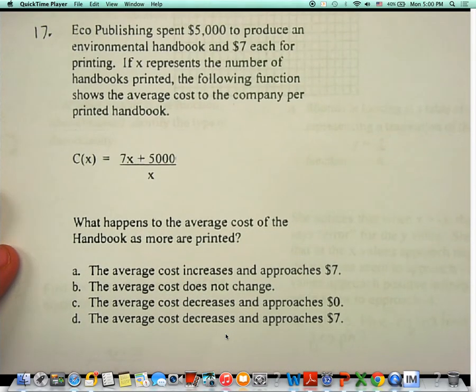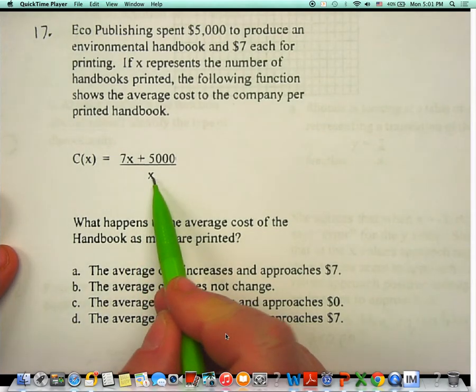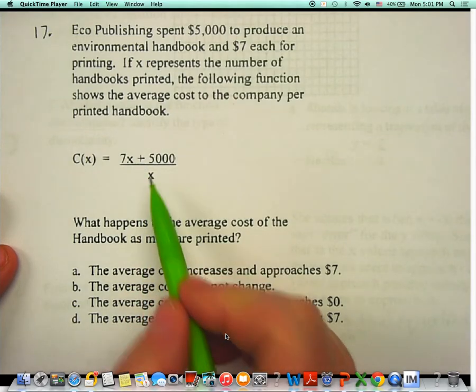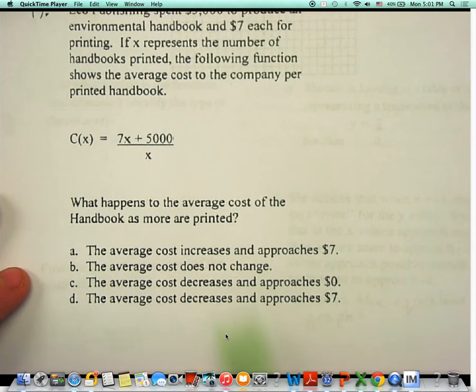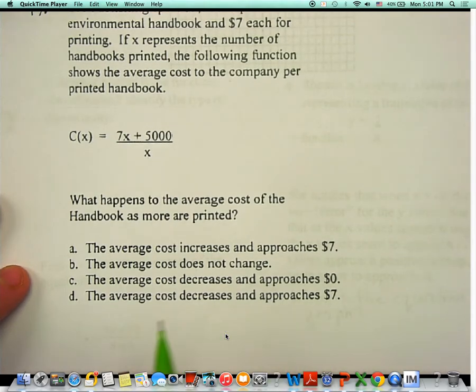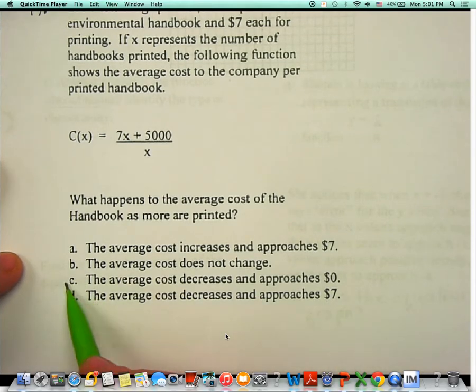Now the question is, what happens to the average cost of the handbook as more are printed? So the more you print, let's say we print 25, what's going to happen to the cost of the handbook? Well, the more that they make or print, the less that it's going to cost because you're dividing by a bigger number down here. Okay, and if it decreases, does it approach 0 or does it approach 7? You want to think about 0, would it ever cost nothing to print the handbooks? No, it's going to cost at least $7 a handbook. All right, so you know it's not C, it's got to be D.